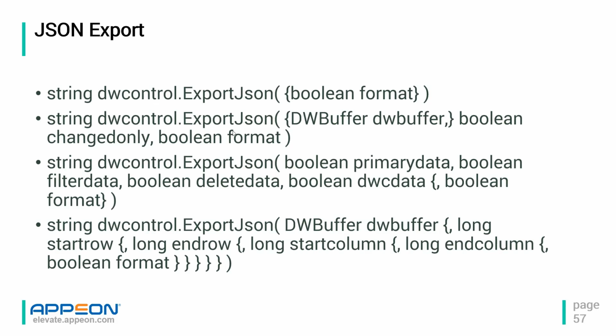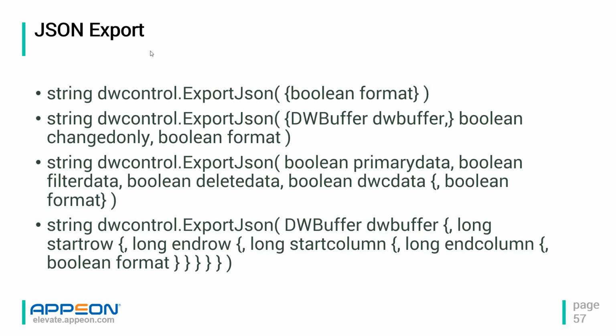In the next version, this is where you can actually specify what buffer you want to see. So you can say, just give me the data from the primary buffer, or just the filter buffer, or just the delete buffer, whatever specific buffer you want data from. You can pass a flag indicating whether you want all of the rows or only rows that have been changed, that have different state information. And then once again, you've got your Boolean for your format.